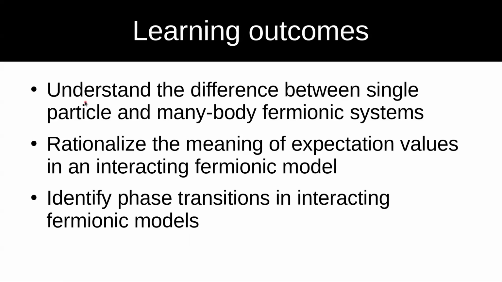We will understand how we can compute expectation values and how we can use these expectation values to learn about what is the ground state of our quantum many-body Hamiltonian, in particular to see phase transitions in fermionic systems. Let us start by understanding how we can go from single particle Hamiltonians to many-body Hamiltonians for fermions.